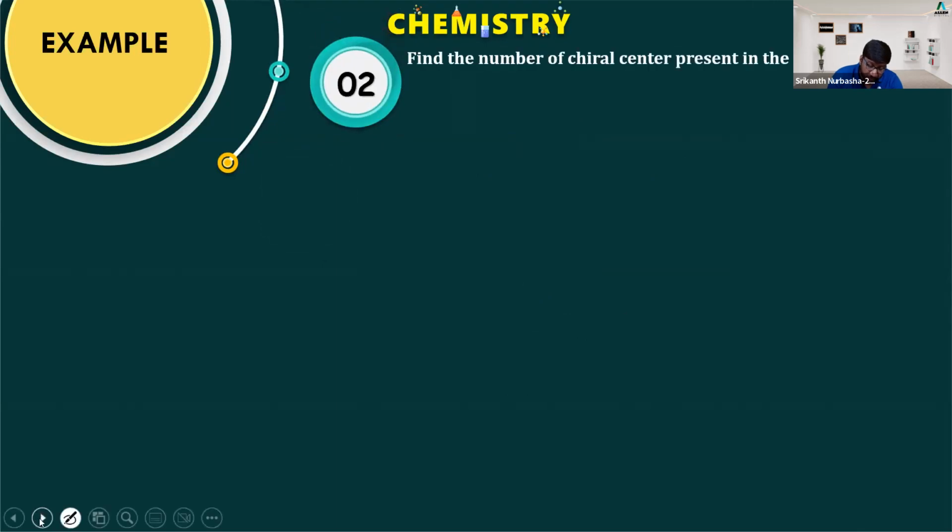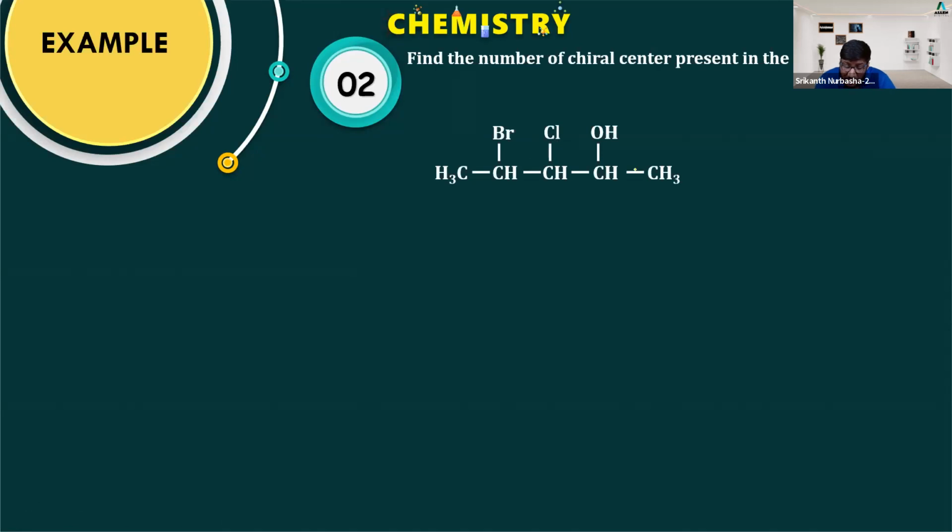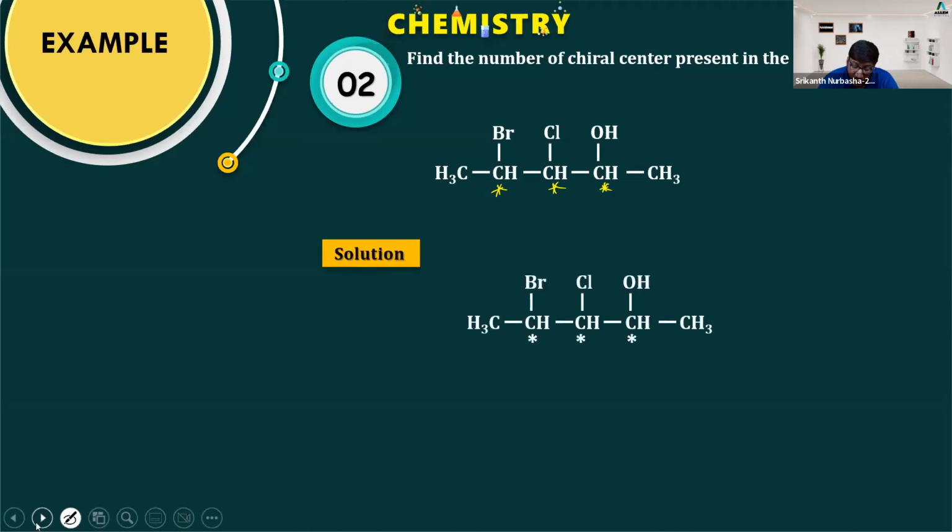Try to figure out here. CH3, CHBr, CHCl, CHOH, CH3. The CH3 is achiral. For CHBr, one is methyl, another is hydrogen, another is bromine, and on the other side is another bulky group. This is chiral. To this carbon, one is hydrogen, one is chlorine, on one side CHOH, CH3, and on this side CHBr. So all these are going to be chiral. How many chiral carbons? 3 chiral carbons.